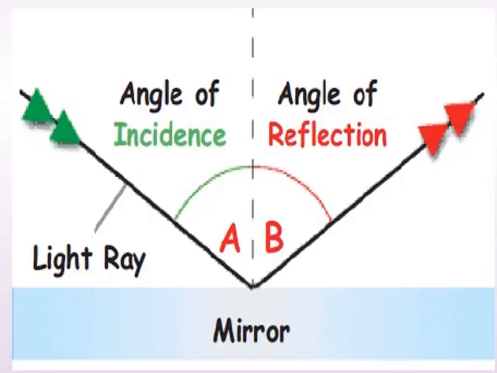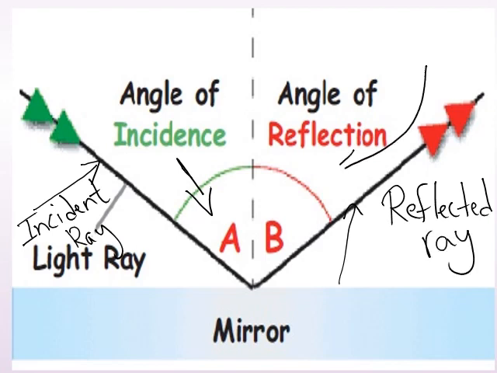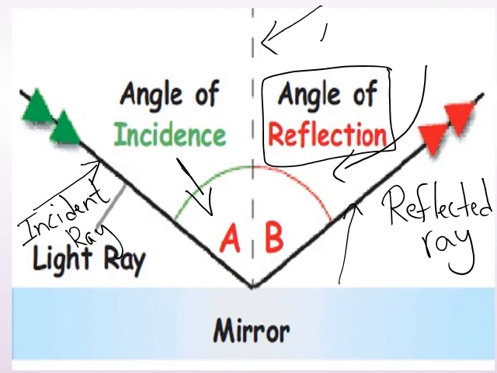This is the image of the reflection of light. This ray is called the incident ray, or even they call it light ray, but I want you to say incident ray. This angle, angle A, is called angle of incidence. Here we have this ray. This ray is called the reflected ray, and this angle is called angle of reflection. And this straight line is called a normal.